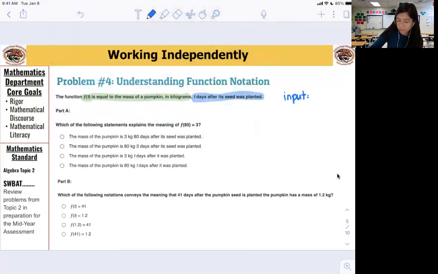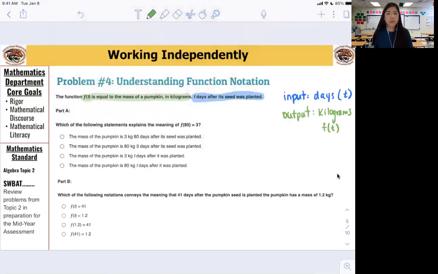is time, so it's days, and then the output is the mass, it's kilograms. And that's f of t. Okay, so now let's read part A. Which of the following statements explains the meaning of f of 80 equals 30?